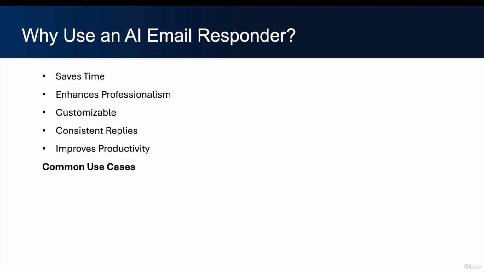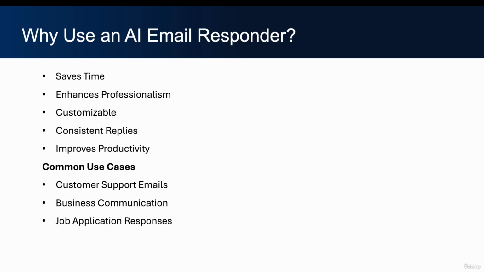Now let's look at some of the common use cases. We have customer support emails, which are automated responses for FAQs. We have business communications, which are professional replies to client emails. We also have job application responses, which automate rejection or follow up emails. Then we have meeting and scheduling emails, which are quick confirmation messages. And finally, we have e-commerce order inquiries, automated responses for shipping and refunds.